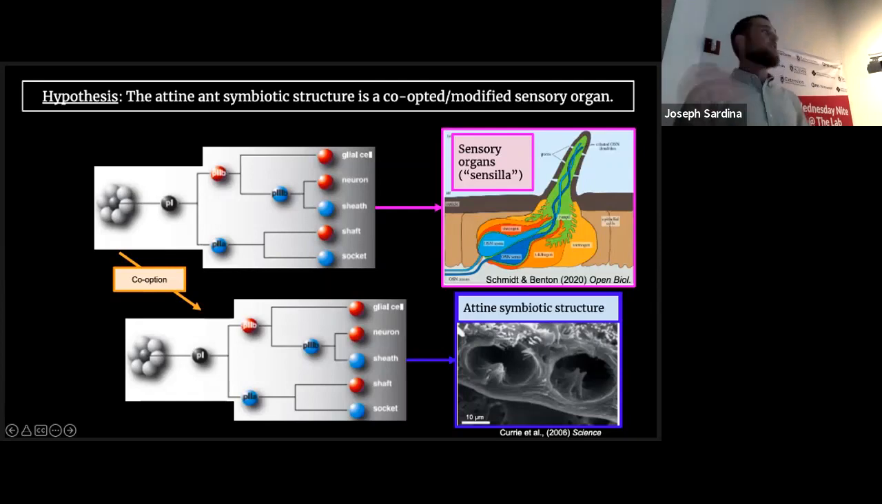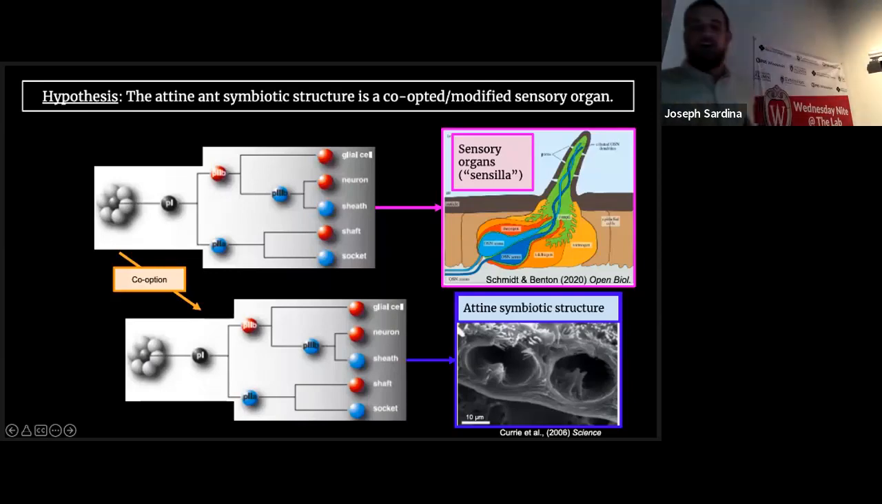Fortunately, the developmental blueprint of the sensory organ is very well characterized in the literature. And so what I've been doing is trying to characterize the development of the symbiotic structure so that I can compare and see if there is this resemblance. So far, I've seen a number of similarities in the development of the ant symbiotic structure and the sensory organ. The first developmental similarity between these two structures is what I had already mentioned, the innervation.